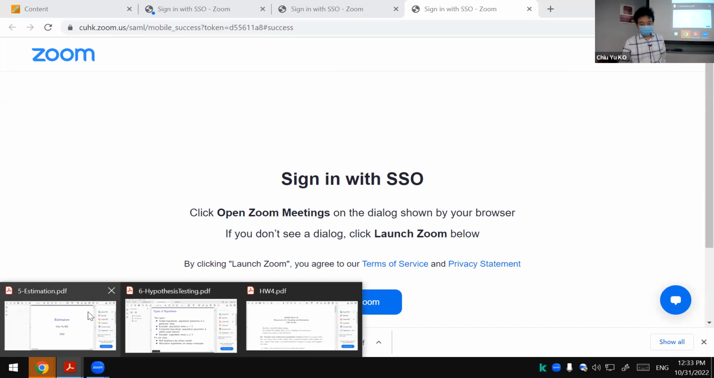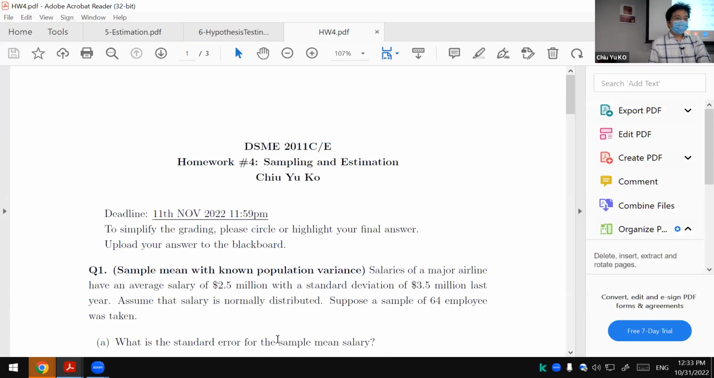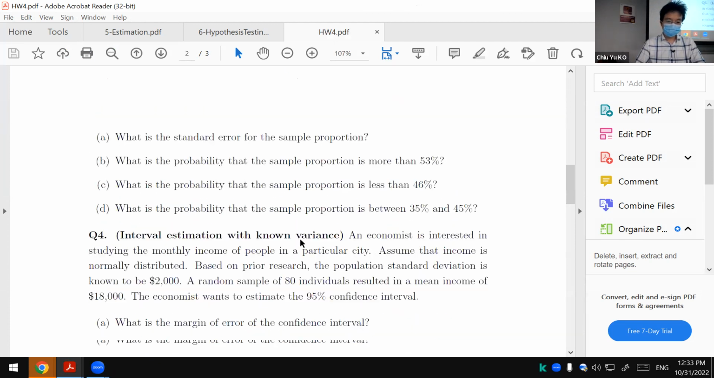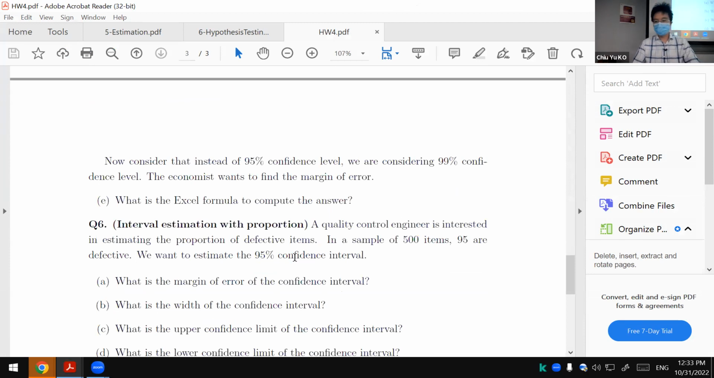So let's get started. Just some admin things first. Probably you know homework 3 was due last Friday. So I released the next homework, which will be due next Friday, not this coming one. So you're given more than 10 days to do it. It will be homework 4, on estimation and sampling distribution, topics 4 and 5.